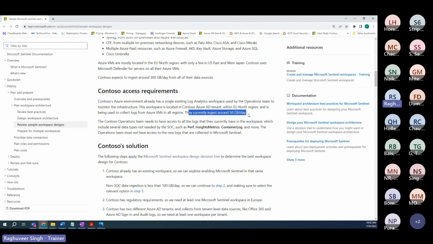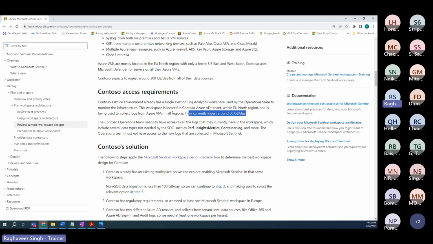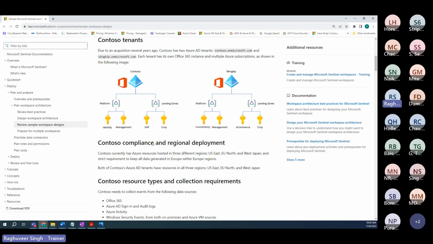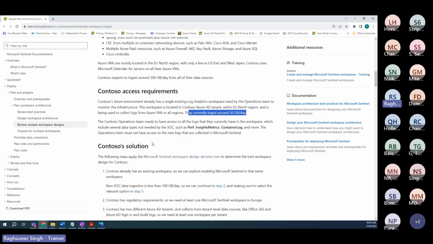They currently ingest around 50 GB data per day. So in this architecture, on the left side, they have a workspace in Europe, and using that workspace, they are collecting the logs from all the VMs. Now, when I say all the VMs, it also includes the VMs in Japan and US. And the per day log ingestion is around 50 GB per day.